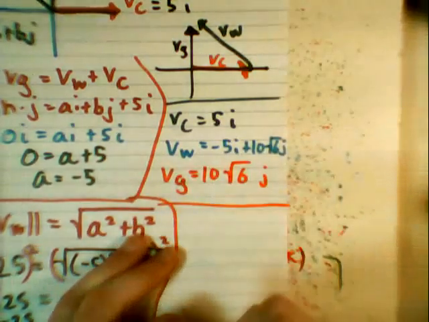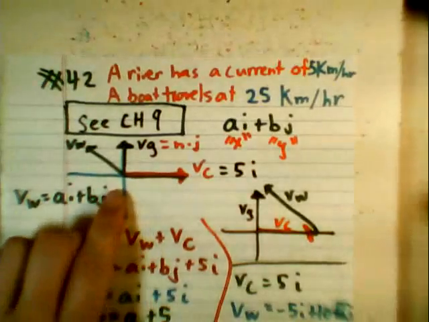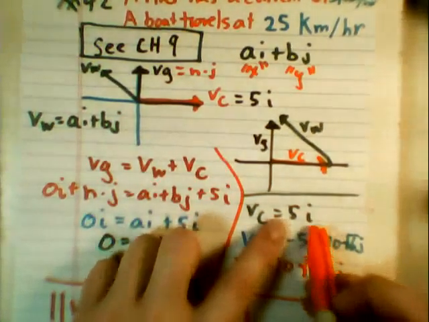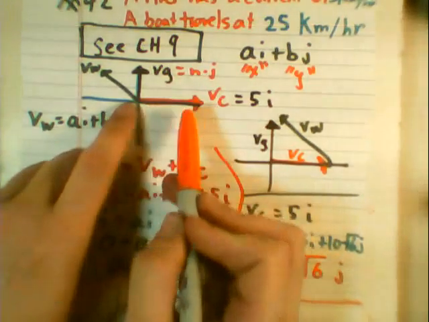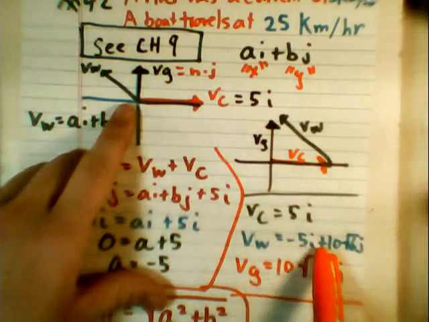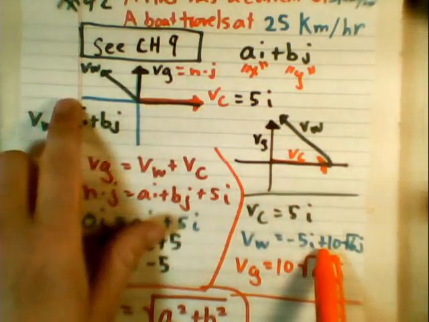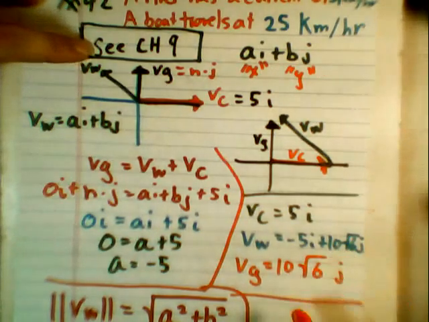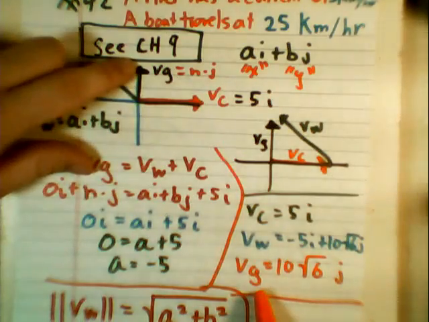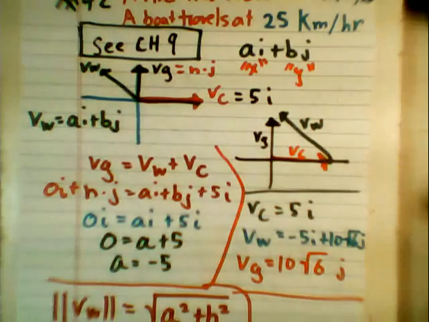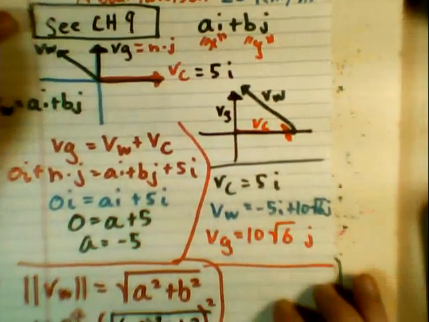Now I'm going to stop and let's just think about these for a second. VC is 5I, I is our x, so of course that's traveling only on our x component. VW has a negative x, negative 5, so it's traveling this way, but then it's got a positive y, so it's going up. Okay, that makes sense. So then VG is going straight up, the same amount as VW, so that makes sense. Okay, so now that we know that, let's go ahead and solve for our angle.